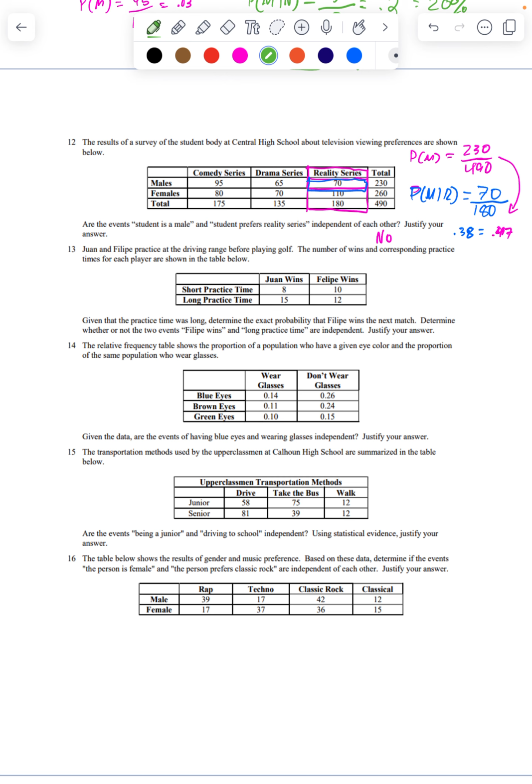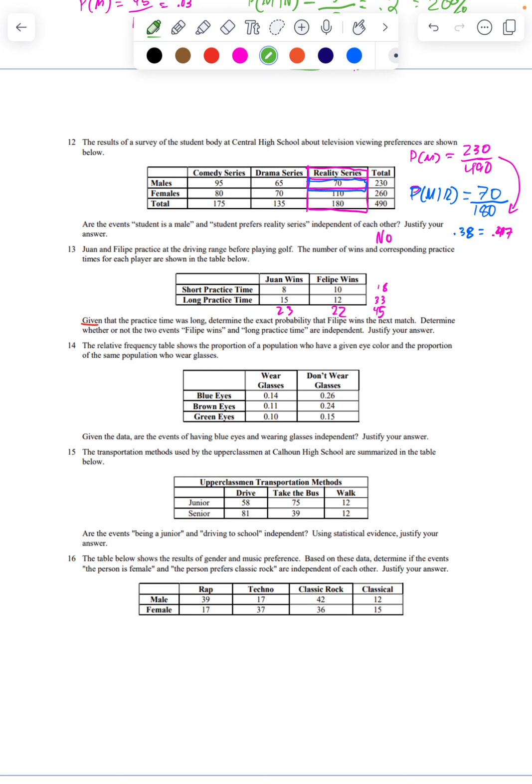Given the practice time was long. All right, key word here. Given practice time was long, determine the exact probability Felipe wins the next match. First thing we do, add up the totals. 10 plus 12 is 22, 18, 33. Total we're going to get is 45. All the events add up to 45.